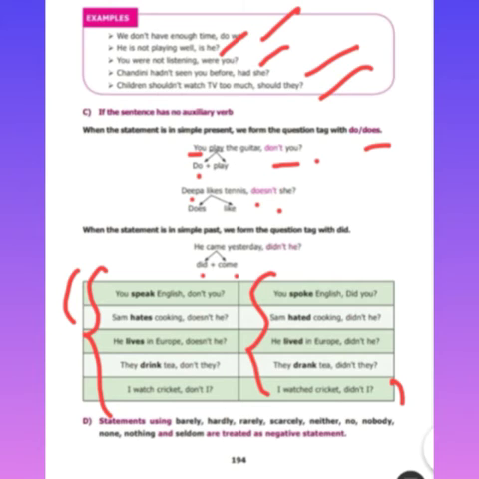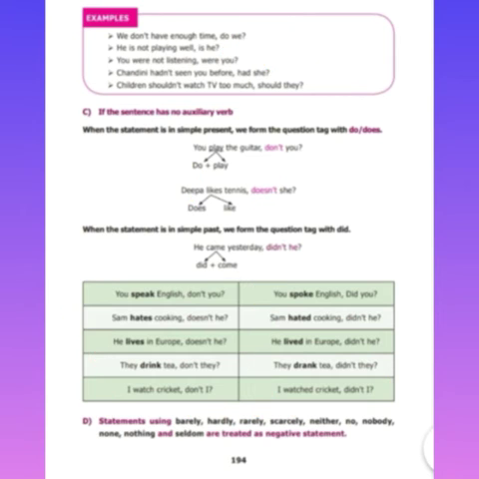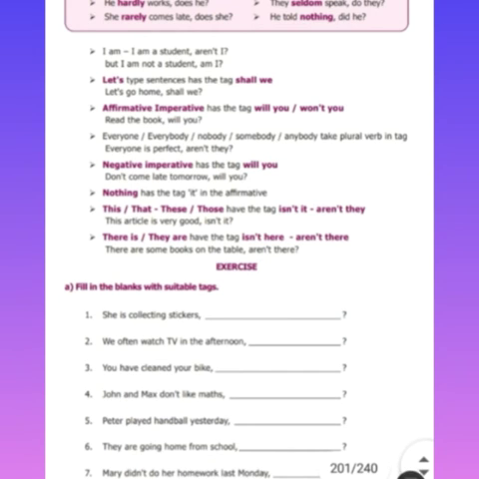Next, statements using barely, hardly, rarely, scarcely, neither, no, nobody, none, nothing, and seldom are treated as negative sentences. Here, barely, hardly, rarely, and scarcely are semi-negative words, even though they are treated as negative sentences if they are used. Look at these examples.